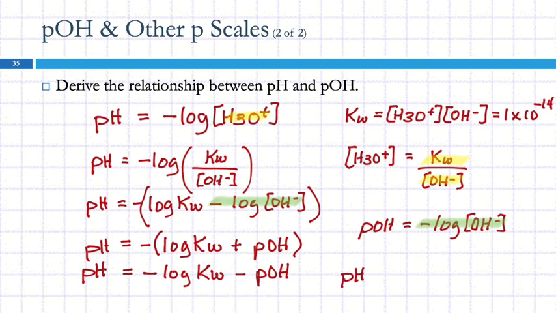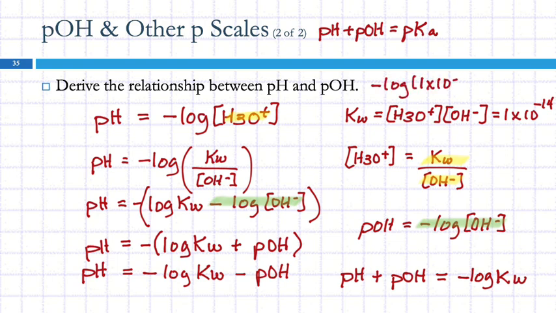So then we add pOH to both sides. And we get pH plus pOH is the negative log of Kw. What's the negative log of Kw? pKw. pH plus pOH equals pKw. The negative log of 1 times 10 to the minus 14 is what? When the coefficient here is 1, the log of this number is just this exponent. So the negative log of 1 times 10 to the minus 14 is minus 1 times negative 14, or positive 14.